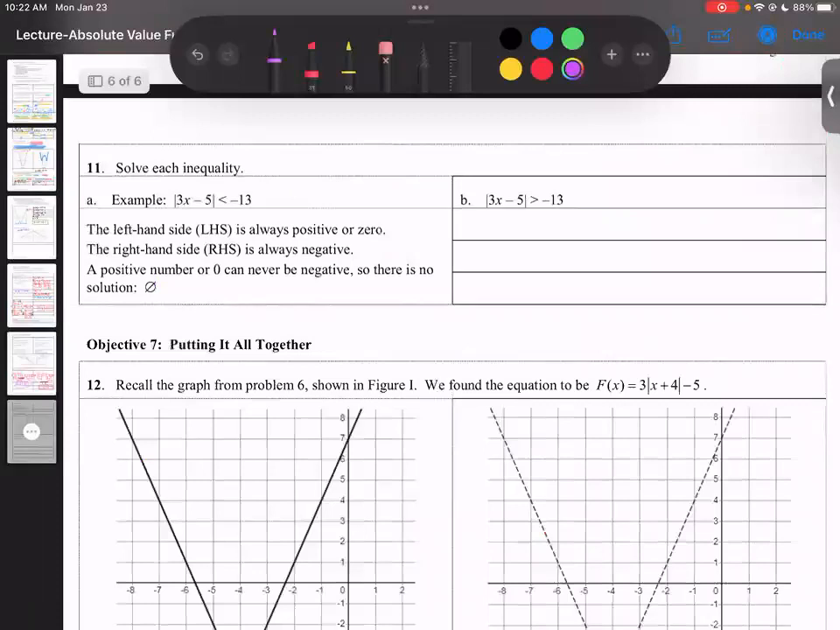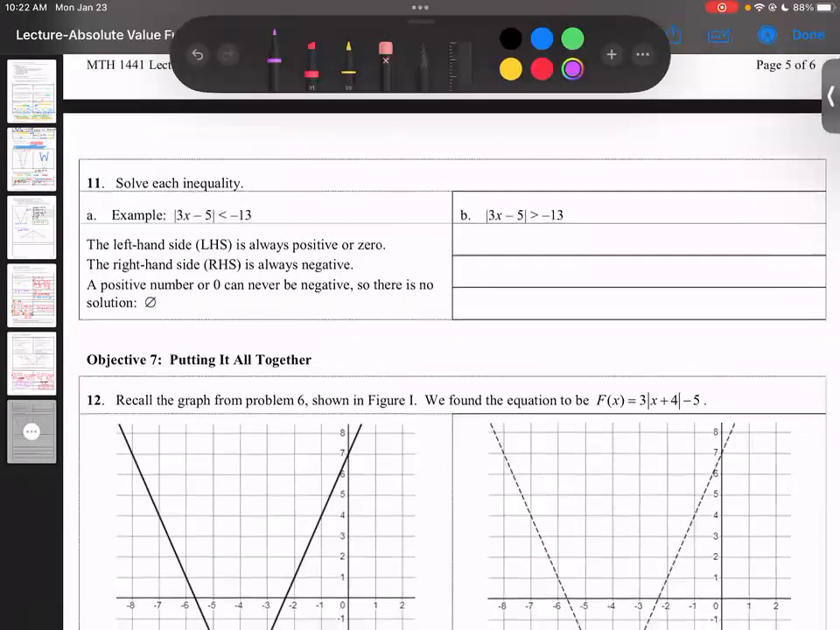11 is the special case. Remember, I said distance cannot be negative, right? Let's take a look at 11b first. Absolute value of 3x minus 5 is greater than negative 13. Is it always true? Think of it. I don't care about the number inside. Whenever I see absolute value, I think of distance. Is distance always greater than a negative number? Yes, it's positive. So this is true. Because it's always true, any number you plug in for x will be greater than negative 13.